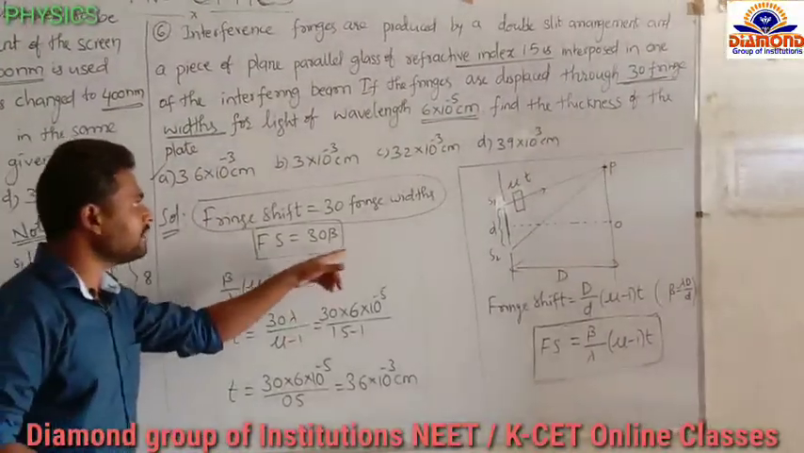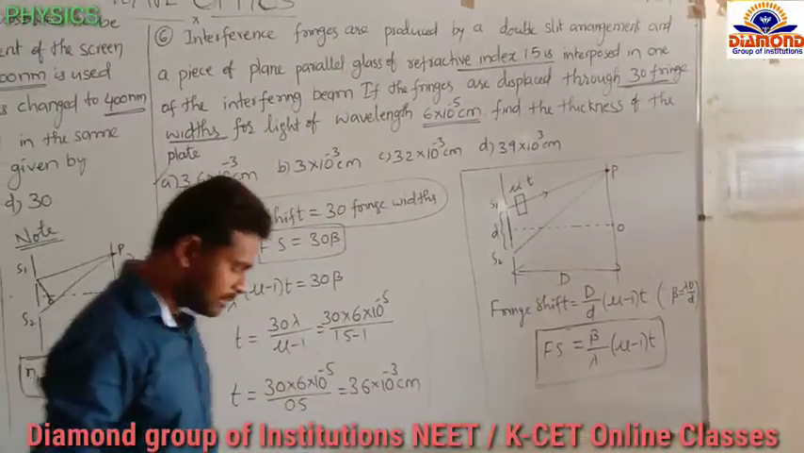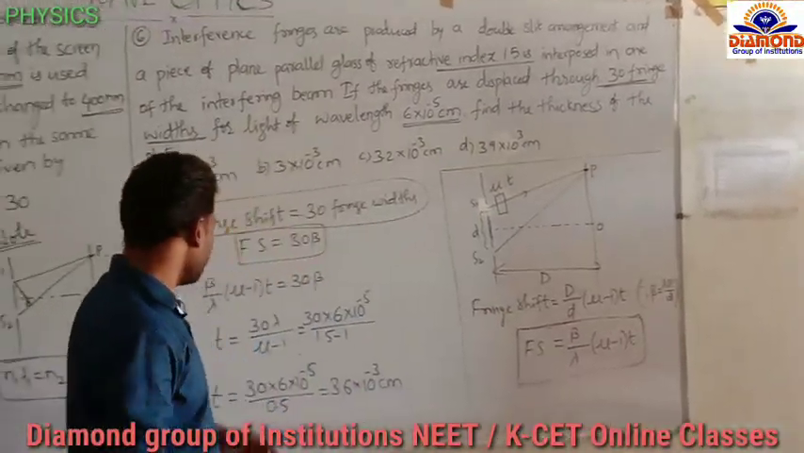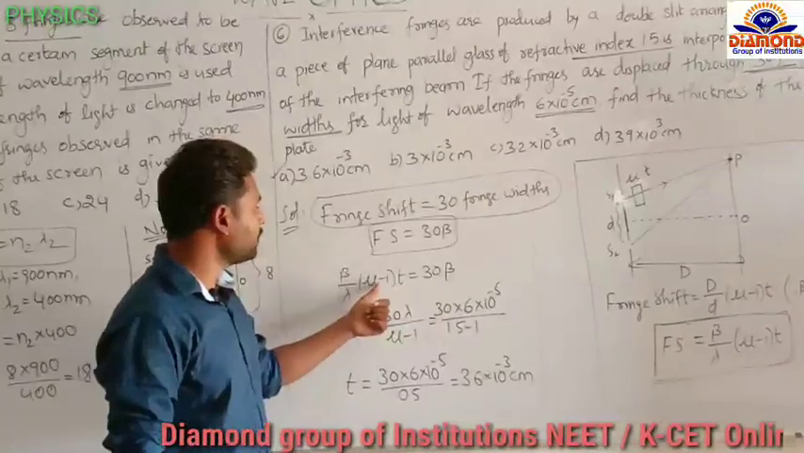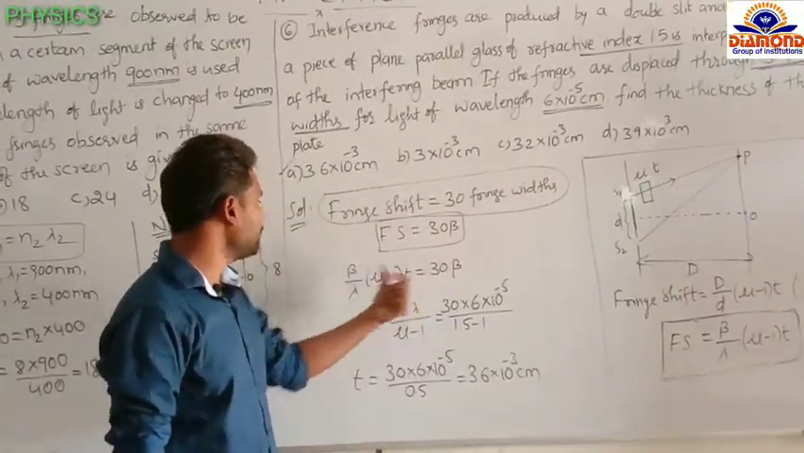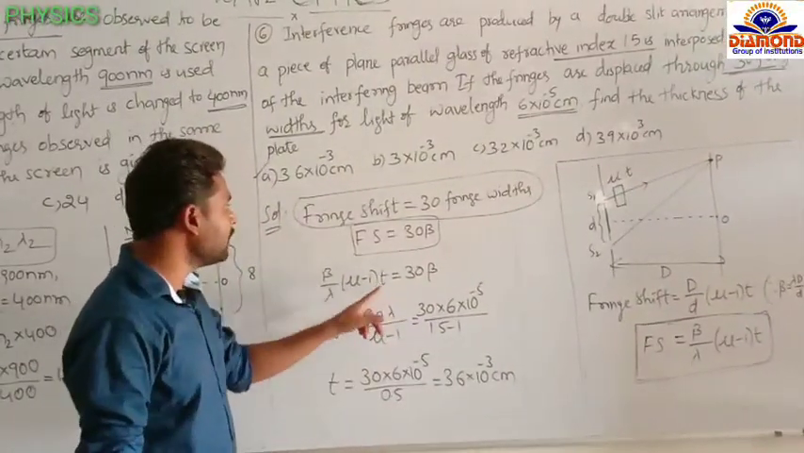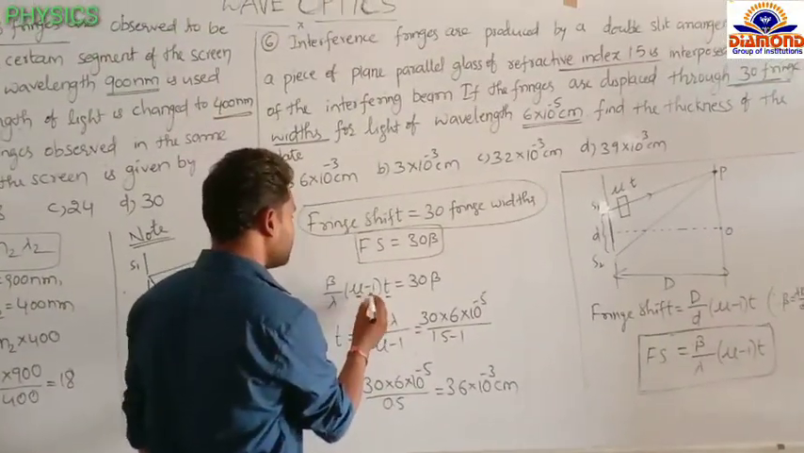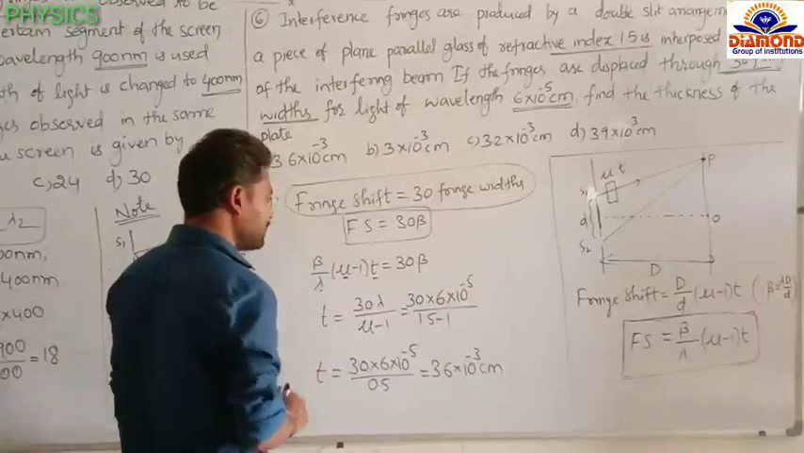Now here they have given the data in terms of the fringe width, so I use the formula in terms of fringe width only: beta by lambda into (mu minus 1) into t. Substituting, beta by lambda into (mu minus 1) into t equals 30 beta. Beta will cancel, and we need t. Here t is the thickness of the glass plate, mu is the refractive index of the glass plate, and lambda is the wavelength of the light.